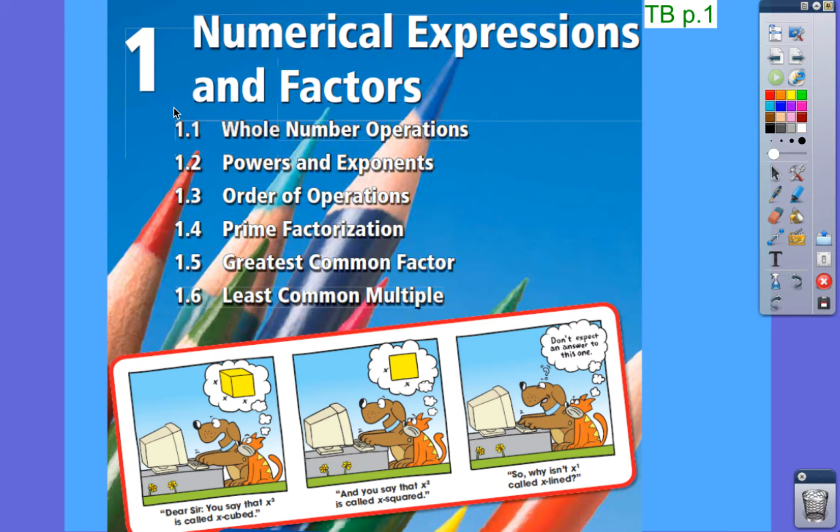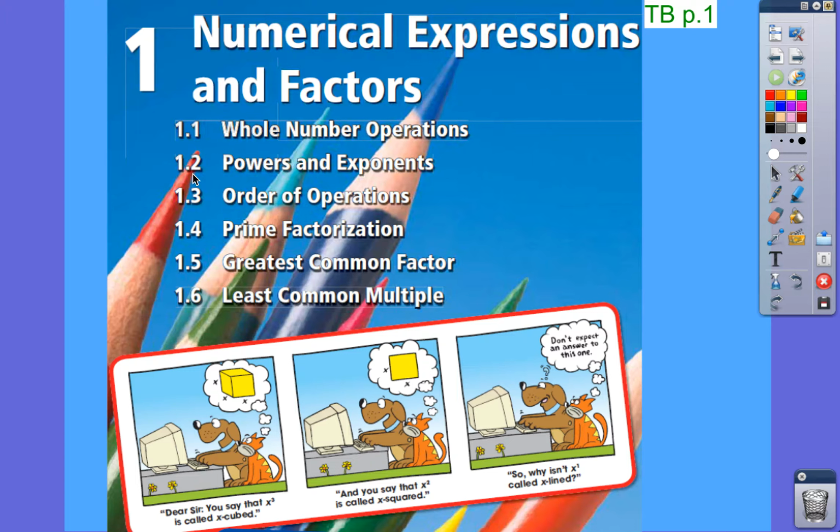Now, in addition to the lesson number, it also tells you what skill we're going to be working on in that lesson. So for example, lesson 1.1 is whole number operations. The reason this can be helpful is if we got to the end of the chapter and you thought, I really could use a little bit more practice on exponents, you can just take a look at the front page of the chapter and easily determine that lesson 1.2 is where you need to look back to review that particular skill.